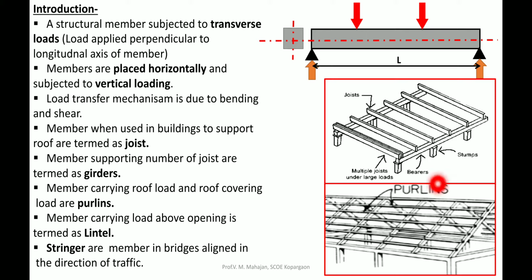If you see, these are the longitudinal members which are placed in case of a roof truss of a building, and the term is known as a purlin. A member carrying load above an opening is termed as a lintel. Stringers are members in bridges lying in the direction of traffic.